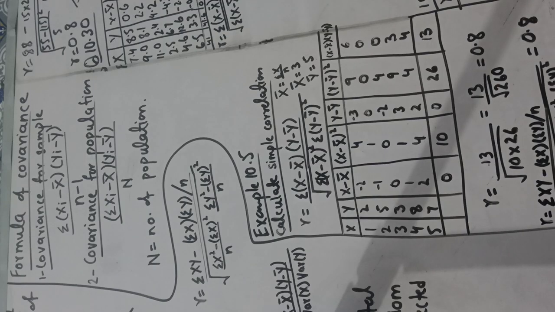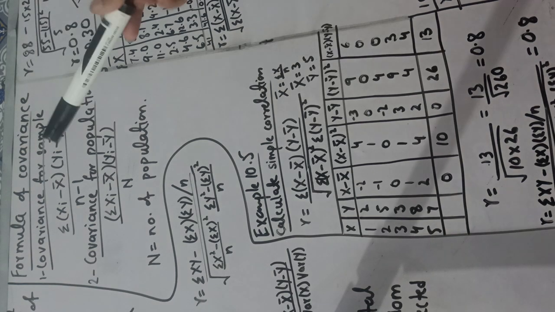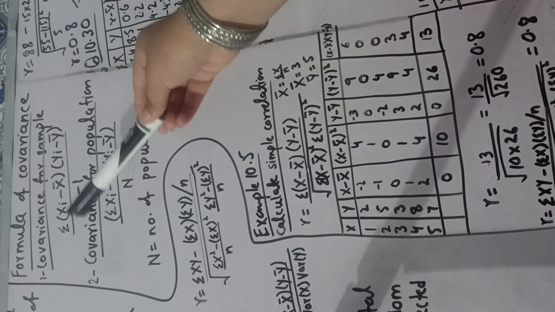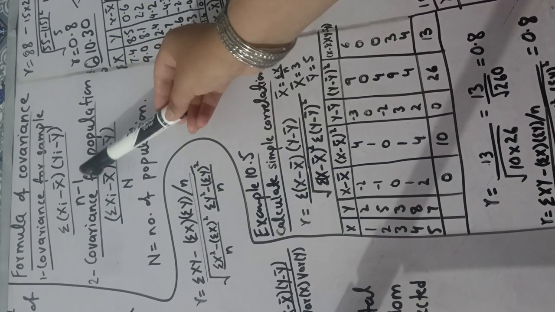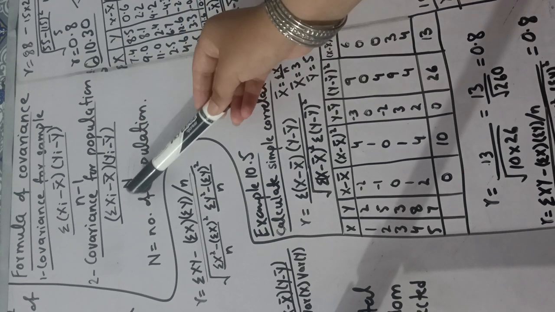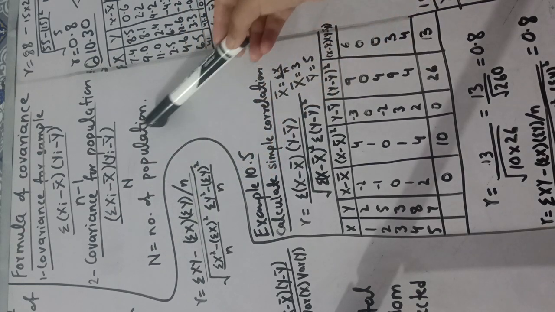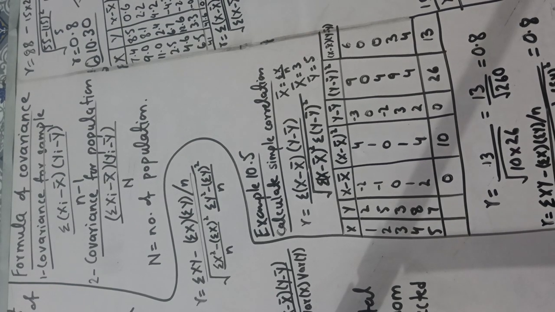Now we also have some formulas for the covariance. The first is the covariance for a sample. It's similar to the above, just below you put n minus 1. For the population, you just put capital N. Here capital N shows the number of populations, so it should be capital, and there is no n minus 1 with it.